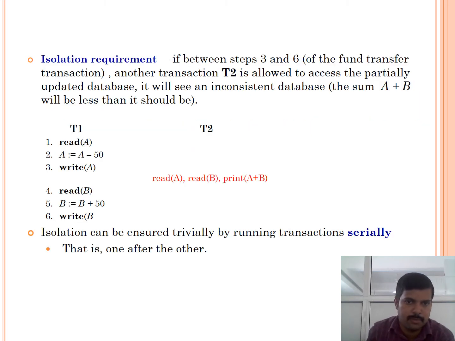Let us see an example here. Assume that we have two transactions T1 and T2. T1 is debiting an amount from account A and crediting the amount to account B. After debiting the amount, another transaction T2 tries to read the values of A and B. Now it is already debited from A, but not yet credited to B. When we take the sum of A and B, definitely it will be an inconsistent result. So the intermediate result of T1 should not be known to T2. This is what the isolation requirement is.